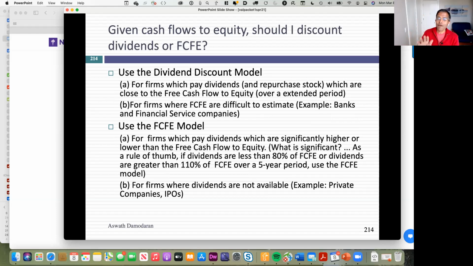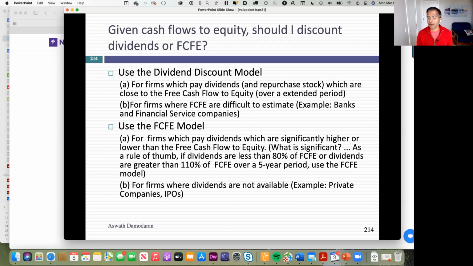Answer is very simple. If you can estimate free cash flow to equity, just use the damn thing. Dividends are arbitrary. Free cash flow to equity reflects what the company can actually pay. If you cannot estimate free cash flow to equity, maybe you're valuing a bank and you don't know what the capex is and depreciation is, maybe then you can use dividends. So second pathway, if you decide to go the equity route, dividends or free cash flow to equity, that depends on whether you can estimate free cash flow to equity. That's a cash flow choice.